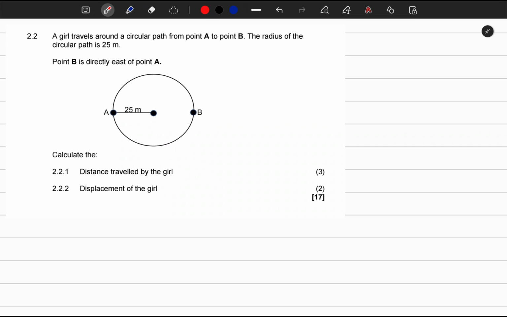Physics. A girl travels around a circular path from point A to B. The radius of the circular path is 25 meters. Point B is directly east of point A.